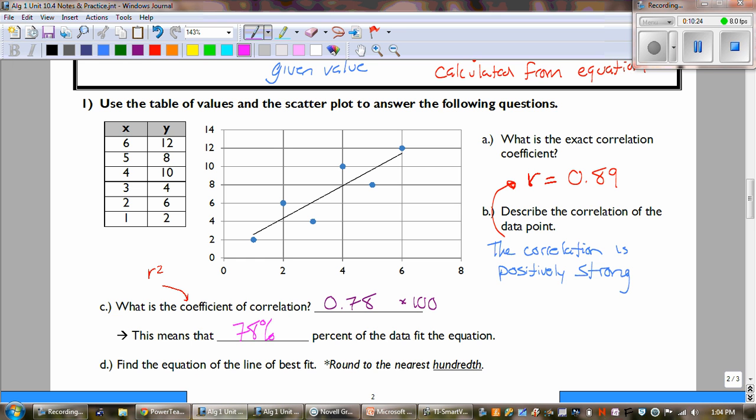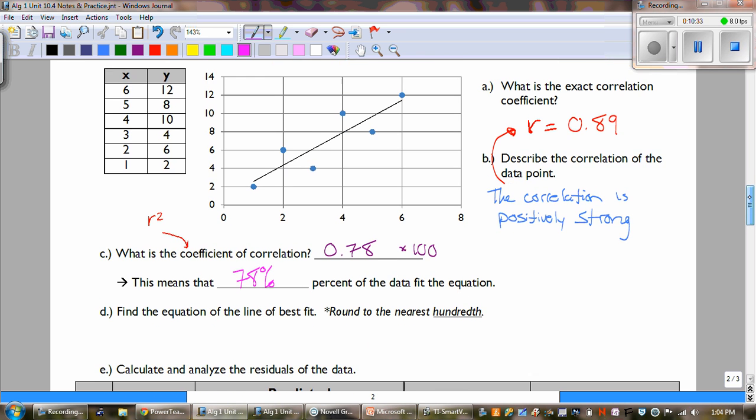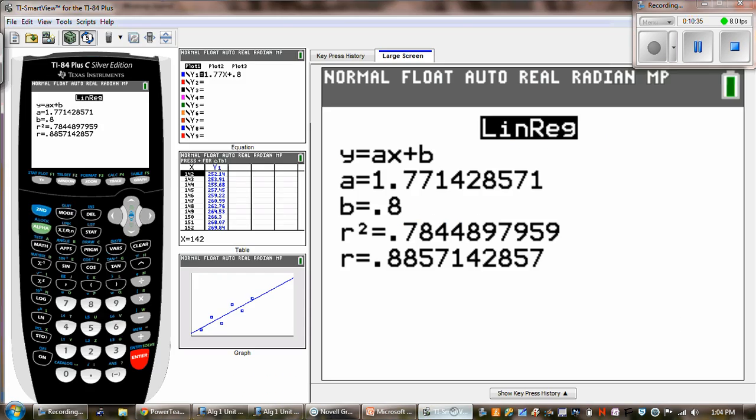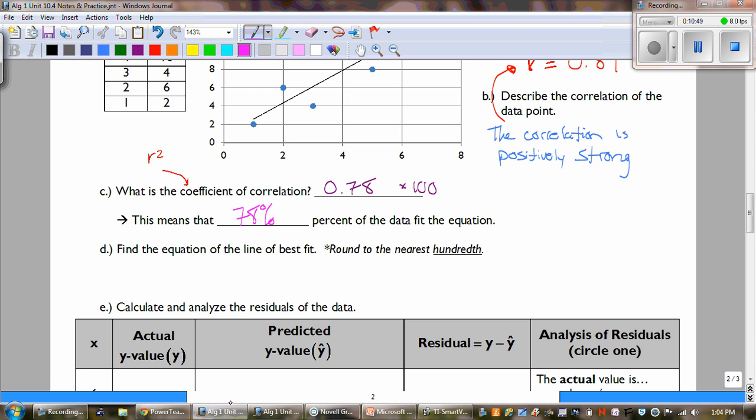So, what do you think? We good so far? Now, the next part, D, says find the equation of the line of best fit. Round to the nearest hundredth. So using this data, what's our line? What's the equation? You should be writing y equals 1.77x plus 0.8. And the key thing is we rounded to the nearest hundredth.